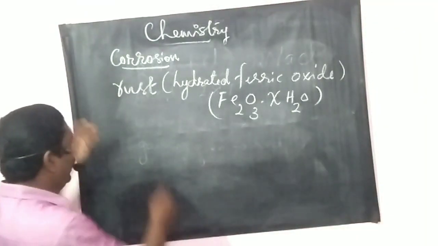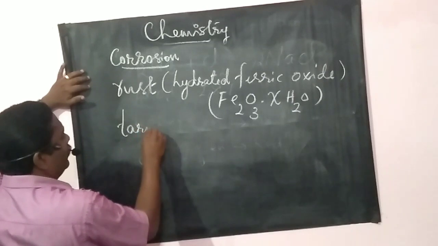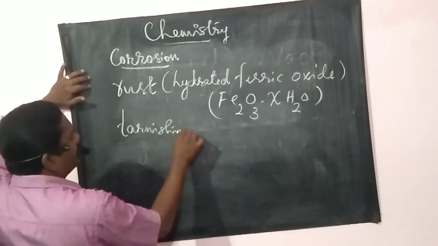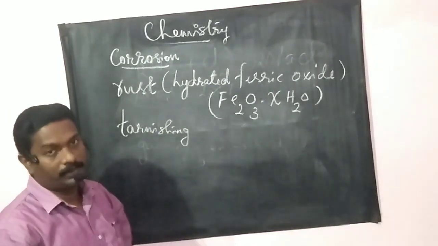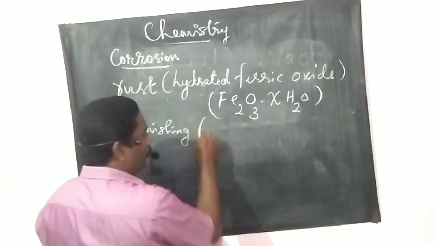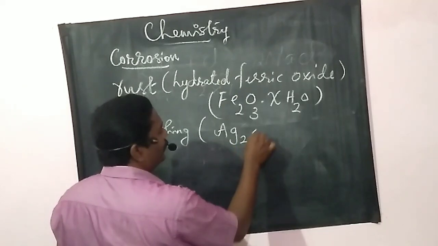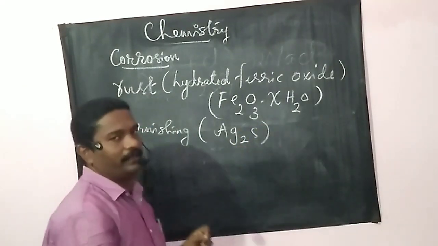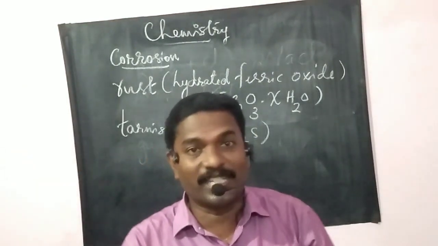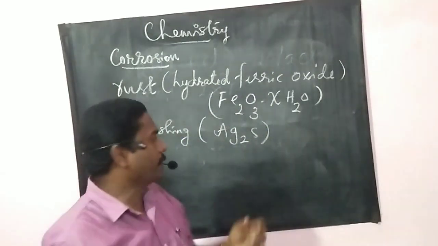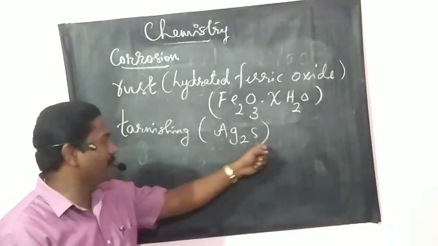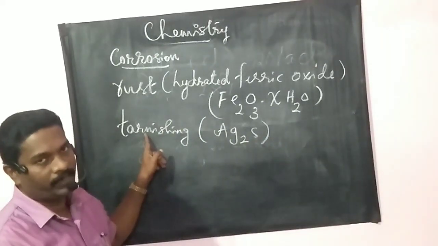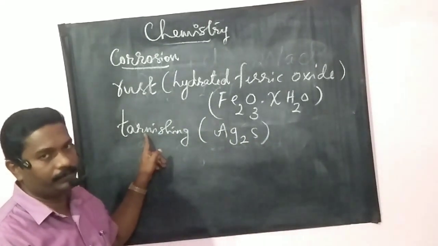Similarly, next one, tarnishing of silver. Tarnishing is a black coating on silver articles. It is due to the formation of silver sulfide. Silver, when it reacts with H2S in air, forms a sulfide called silver sulfide. It is black in color. That's what we call tarnishing.